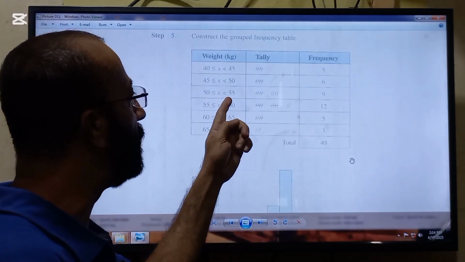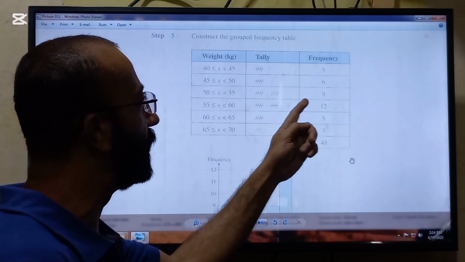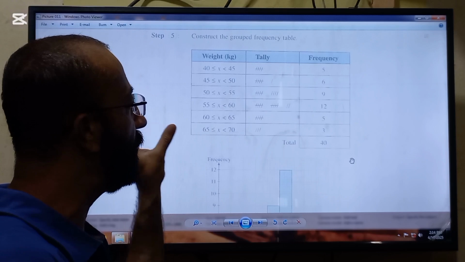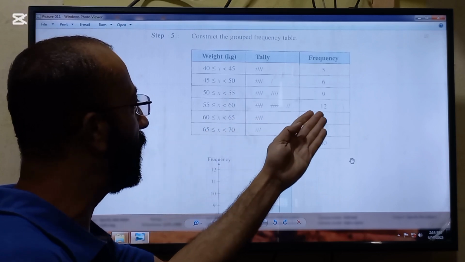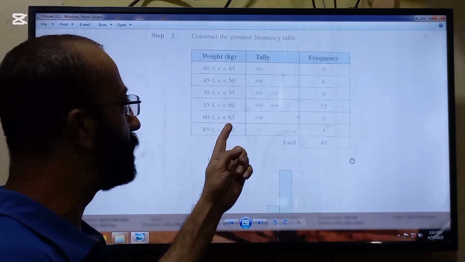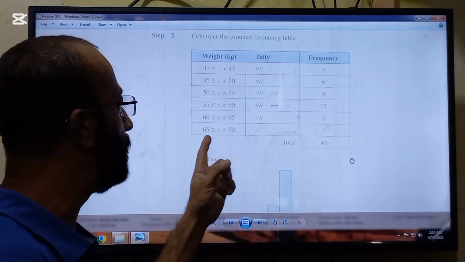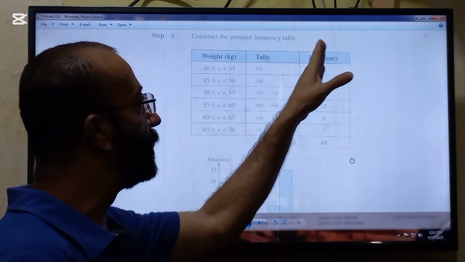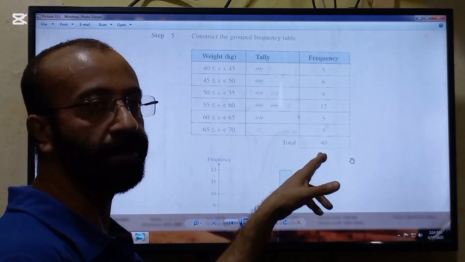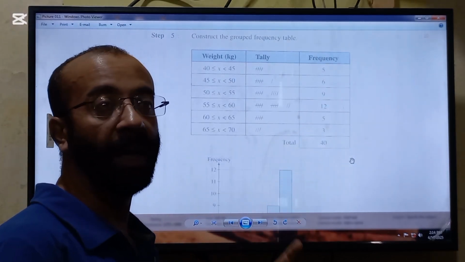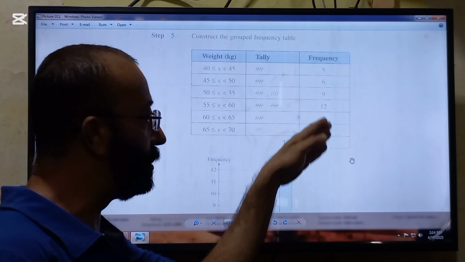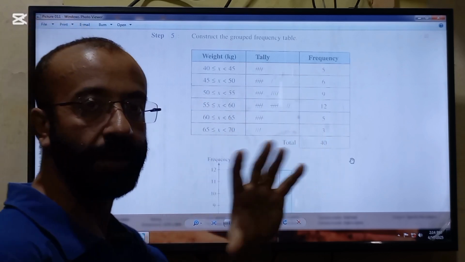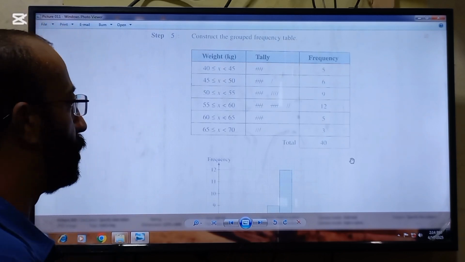Then 50 to 54 values will be counted, that are 9. Then 55 to 59 numbers will be counted from the table, that are 12. Then 60 to 64 values will be counted, that are 5. Then 65 to 69 values will be counted, that are 3. So we will add this, that makes 40. That is actually confirming that we are going good, we are not making any mistake, because 40 students are given in the question.